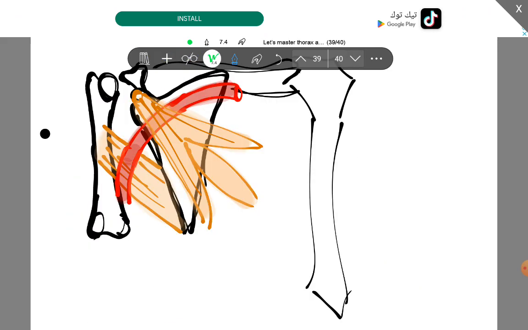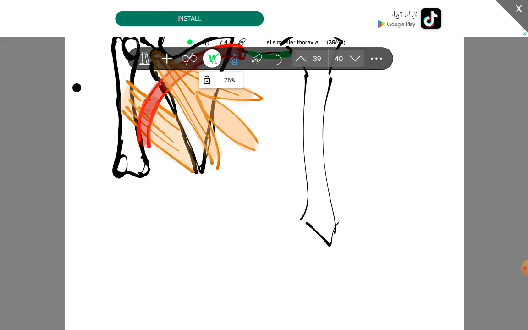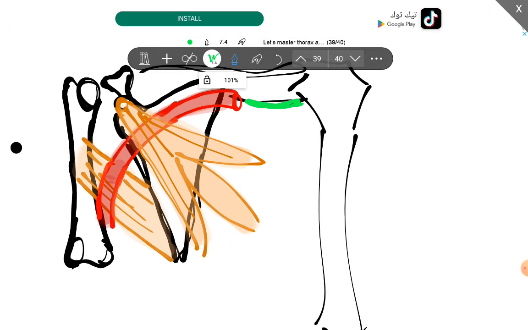Okay, let's start. The axillary artery begins at the outer border of the first rib as a continuation of the subclavian artery. Right, here's the subclavian artery.